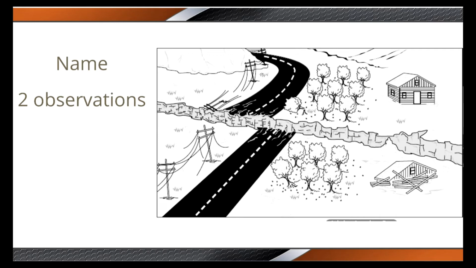What can be an observation for this picture is there's a crack in the ground. Power lines are down. Apples on the ground. Building is on the ground. Road is split. Those are observations. We can't say that an earthquake is an observation because we did not see it happen. We did not witness it. So we'll get into what that would actually be in just a moment.